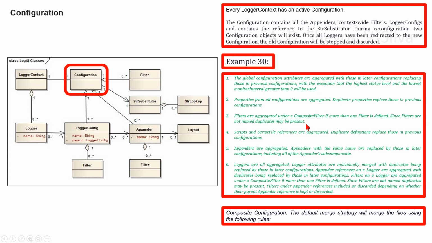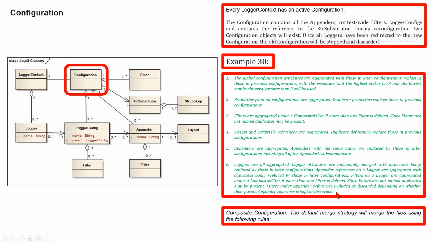3. Filters are aggregated under a CompositeFilter if more than one filter is defined. Since filters are not named, duplicates may be present. 4. Scripts and ScriptFile references are aggregated. Duplicate definitions replace those in previous configurations. 5. Appenders are aggregated. Appenders with the same name are replaced by those in later configurations, including all of the appender's subcomponents. 6. Loggers are all aggregated.